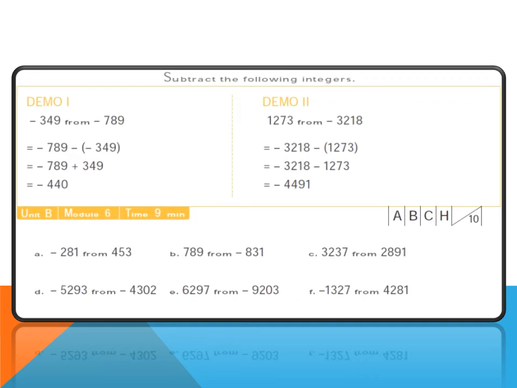In the same way, go through demo number 2 also. Minus 3218 minus 1273. Since both are negative, we will do addition. So 3218 plus 1273 gives you 4491 and the sign will be the sign of the greater number. The greater number is 3218 and the sign in front of it is negative. So our answer will be minus 4491.